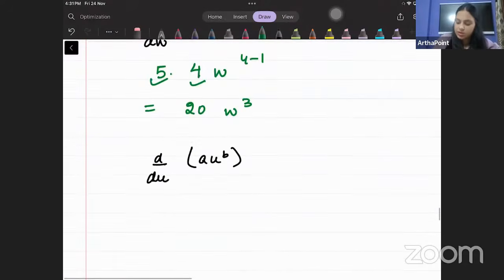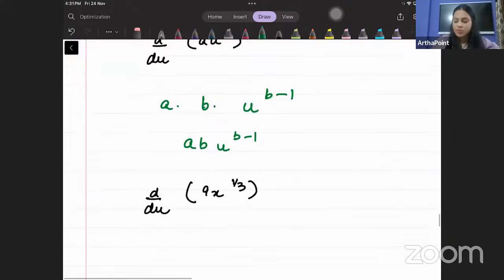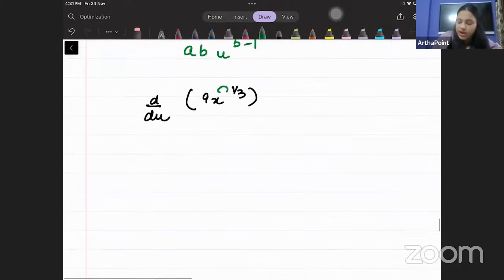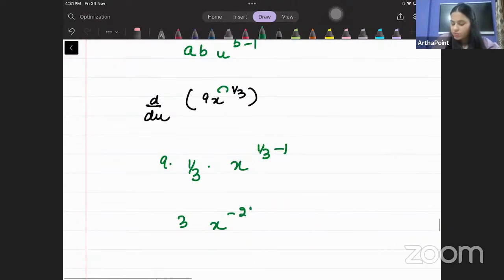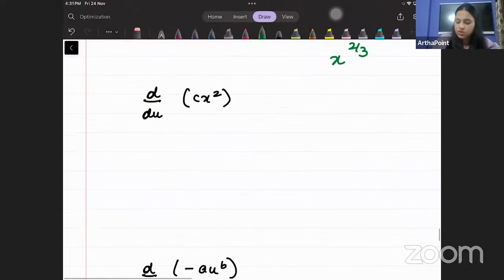Look at the next one, beta. A is a constant. Power will come down. Power will reduce by 1. So it will be AB u to the power B minus 1. Look at the next question, beta. Power will come down. Power will reduce by 1. So 3x to the power minus 2 by 3. So because this is negative power, I will bring it in the denominator. Take the next question, beta.